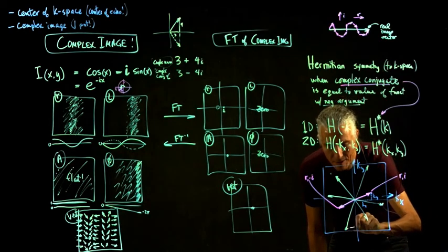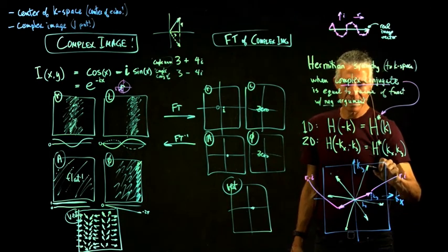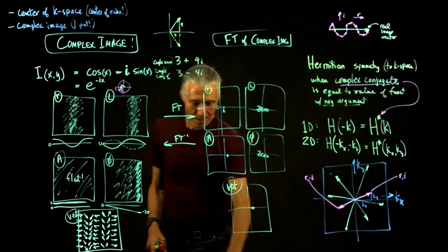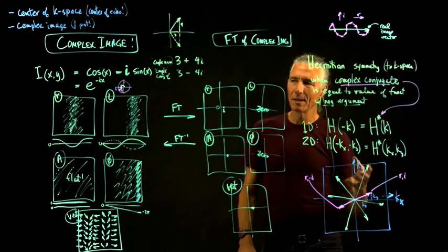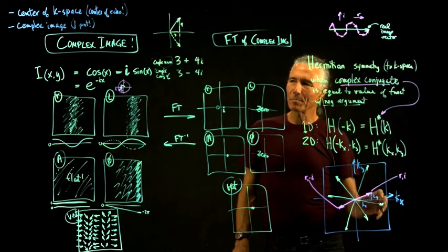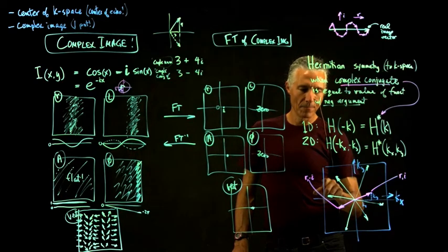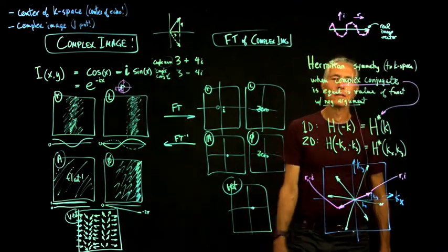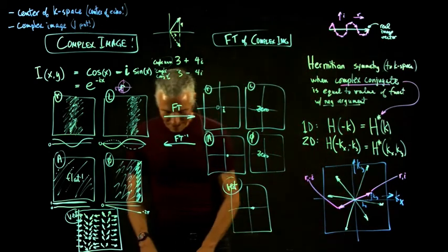So this has to be the negative imaginary, same real as this one. So when you look at that, you can see that you can actually predict. You only need half of k-space, because you can predict the other half from it, because it's symmetrical. So why do we care about this?